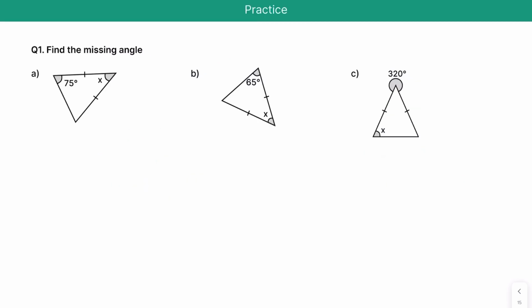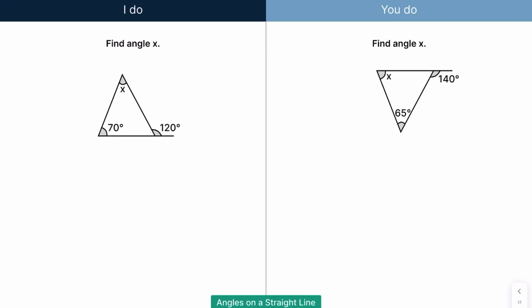So moving on, here's some practice questions. Press pause now and have a go. Here are the answers. Mark your work. And moving on, we have straight lines as well now.